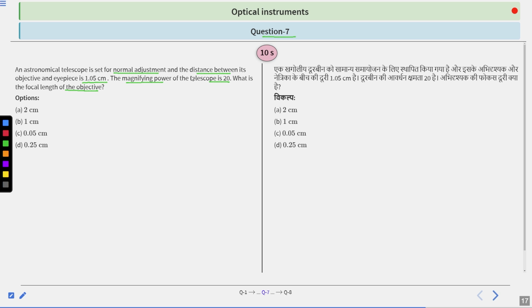The question asks about the focal length of the objective. Clear? The given options are: option A is 2 centimeter, option B is 1 centimeter, option C is 0.05 centimeter, and option D is 0.25 centimeter. So which one is the correct option? A, B, C, or D? You have some time to solve this question. After that, we will provide the solution.